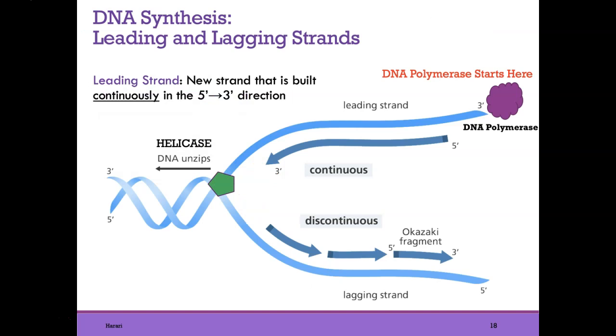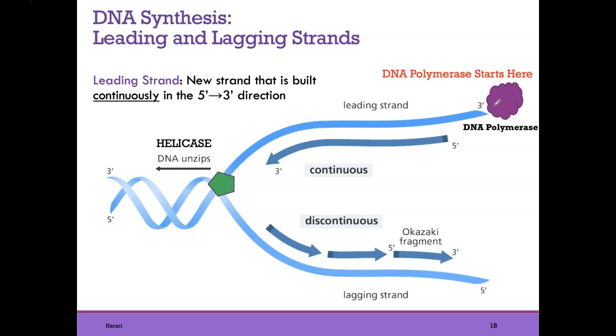So DNA has 2 strands. There's a leading strand that is built continuously, and then we have a lagging strand that is built discontinuously. Let me explain this step by step. We said DNA helicase unzips the DNA and exposes a 3' end and a 5' end. Look at only the light blue right now. That's the parent DNA molecule.